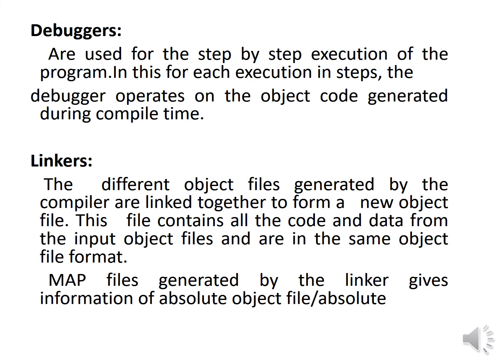Next, debuggers. These are used for the step-by-step execution of the program. In this, for each execution step, the debugger operates on the object code generated during compile time. Linkers: the different object files generated by the compiler are linked together to form a new object file. This file contains all the code and data from the input object files, in the same object file format. The map file generated by the linker gives information about the absolute object file.